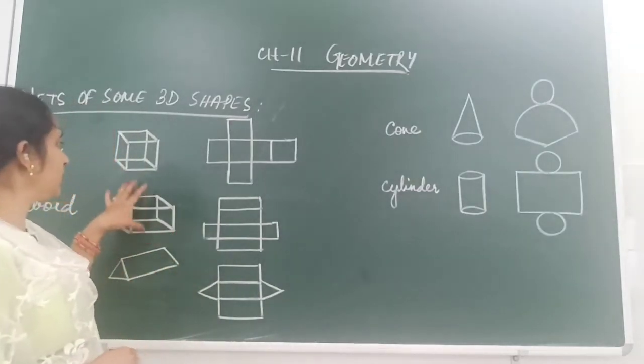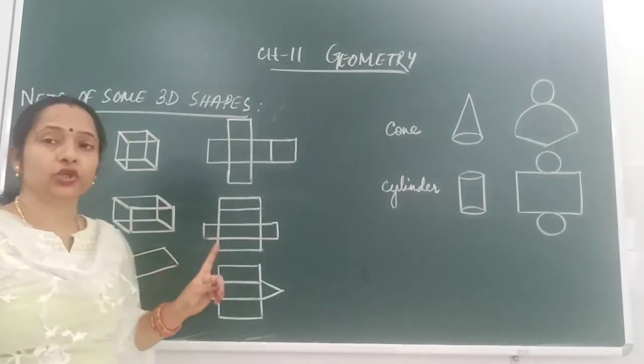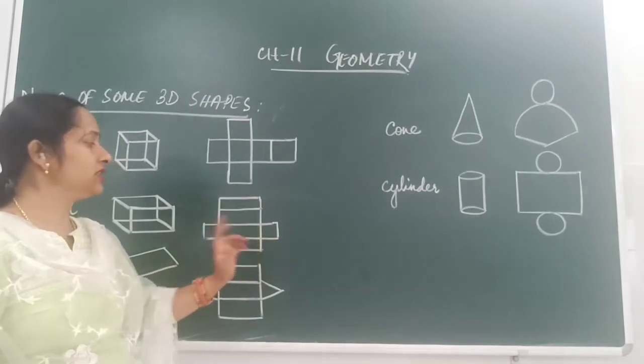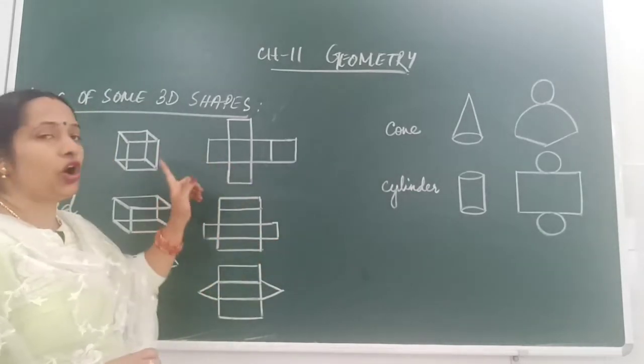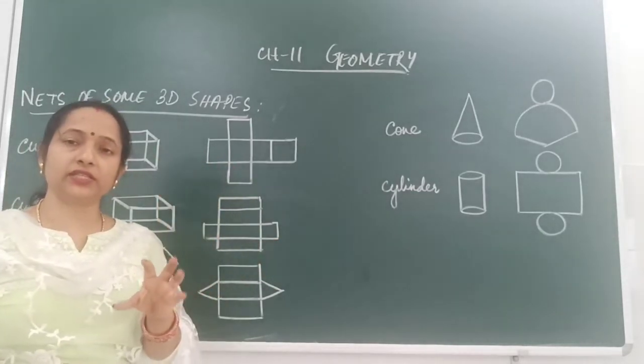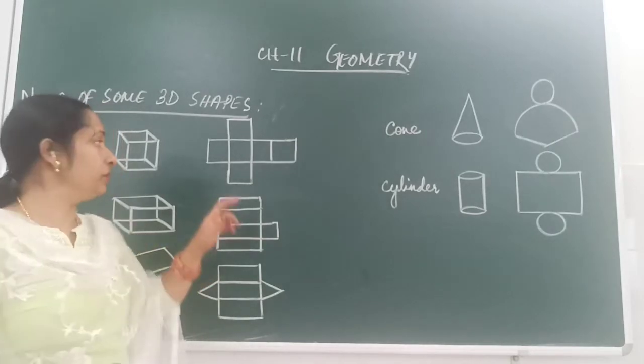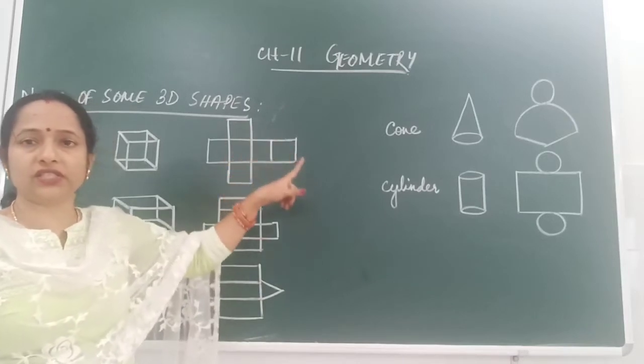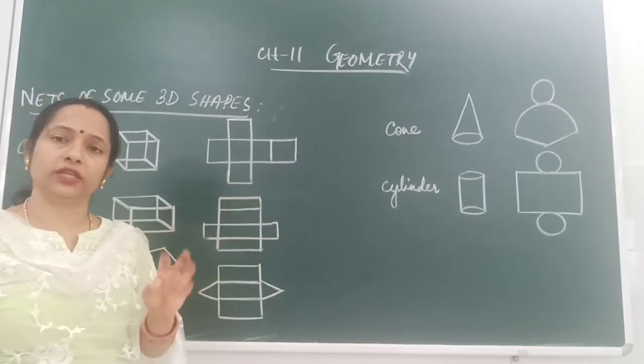Like we all know, a cube and a cuboid have a total of 6 faces. So here 1, 2, 3, 4, 5 and 6. In a cube all the faces are square in shape. So 1, 2, 3, 4, 5, 6 faces and all the faces are of the same shape, that is square.